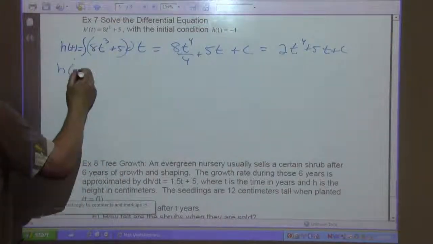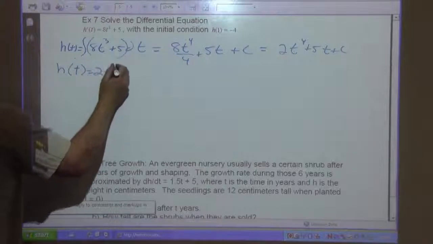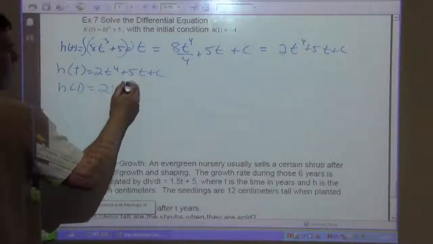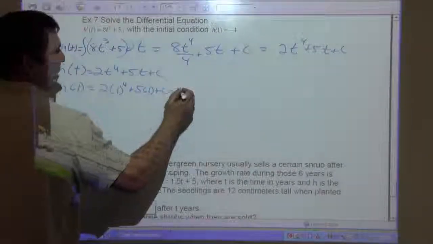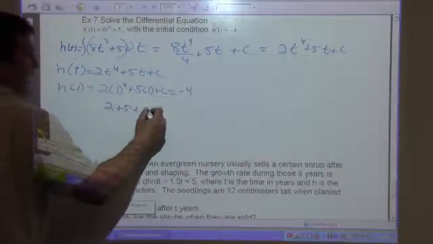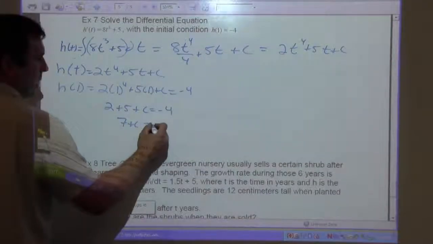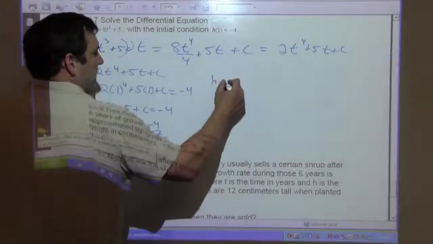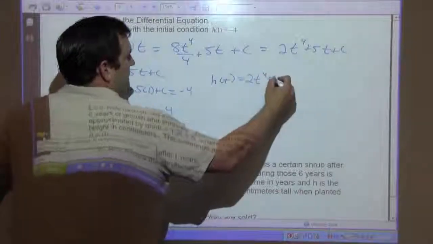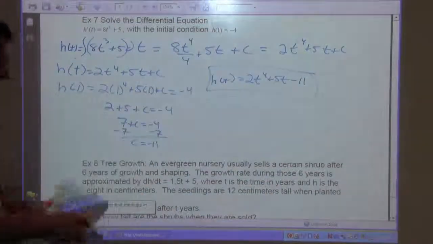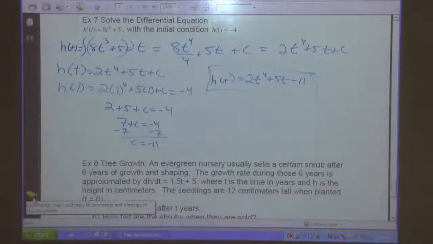So h of t is going to be 2t to the 4th plus 5t plus c. h of 1 is 2 times 1 to the 4th plus 5 times 1 plus c, and that's negative 4, it says. That means we can solve for c. 2 plus 5 plus c is negative 4. 7 plus c is negative 4. c is negative 11. So h of t is 2t to the 4th plus 5t minus 11. This is the particular solution given this initial condition. And now we're going to go on to the last problem. So pause if you want to pause.